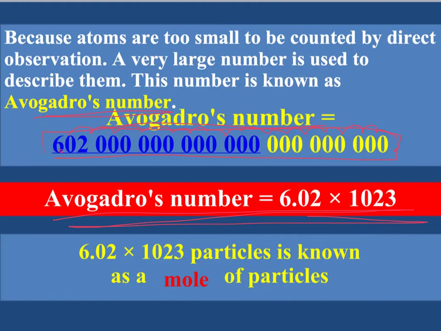So I'm going to rewrite this for you. Avogadro's number, find some space, is 6.02 times 10 to the 23. So write it like this, not like that. Okay? So again, Avogadro's number is 6.02 times 10 to the 23. When you have that many particles, we describe it as a mole. So a mole is a measurement in chemistry. 1 mole is equal to 6.02 times 10 to the 23 particles.